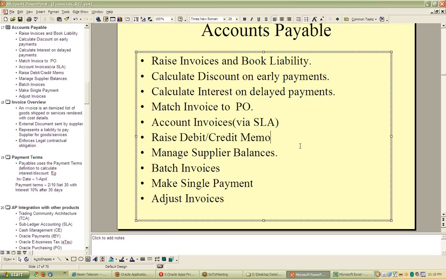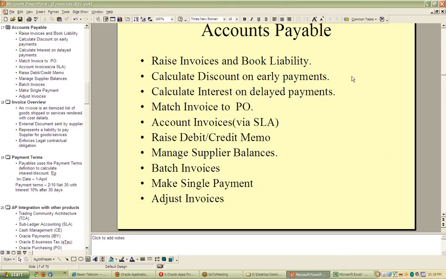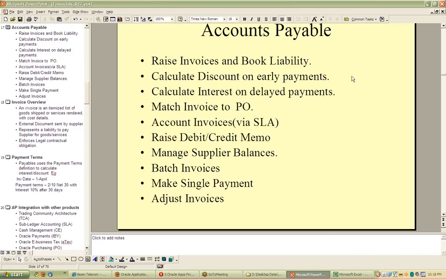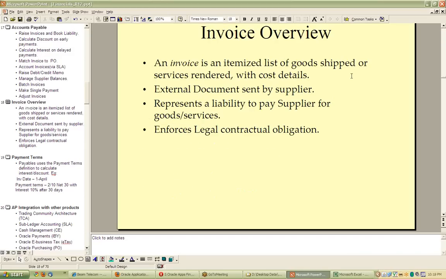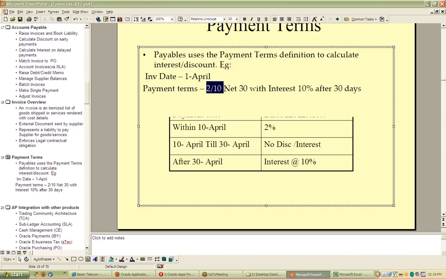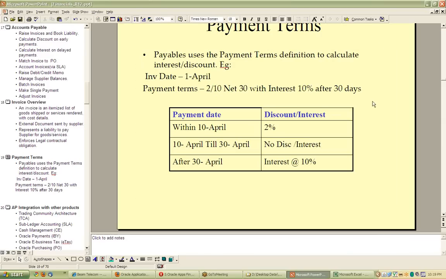Then you can maintain the supplier balance, you can enter invoices in batches, you can make a payment against the invoice, and you can adjust the invoice for any corrections. These are all part of payables functionality. This is very basic: what an invoice is. An invoice just contains an itemized list of goods which have been shipped, and it also contains the cost details. Payment terms: you are aware of these payment terms, right? 2 by 10 net 30. Okay, fine.